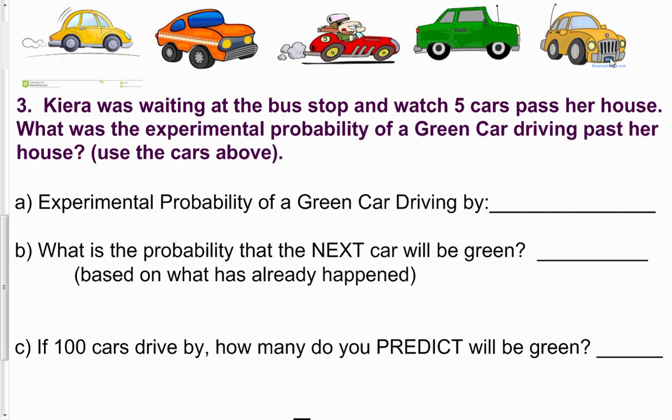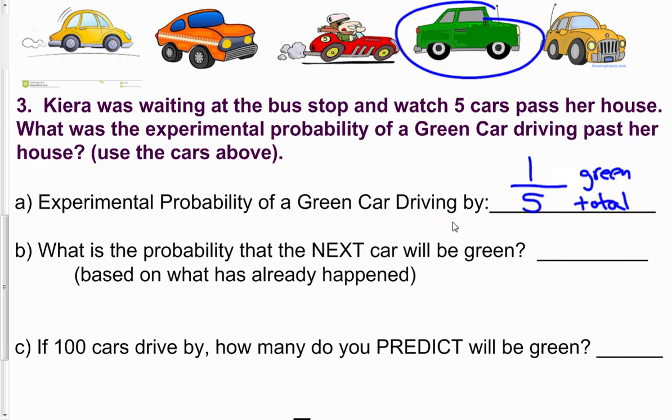So let's look at what happened in the experiment. In the experiment, we have 5 cars that drove by, so 5 total cars. In the experiment, we see that 1 of those cars was green. So the experimental probability of a green car driving by is 1 out of 5.